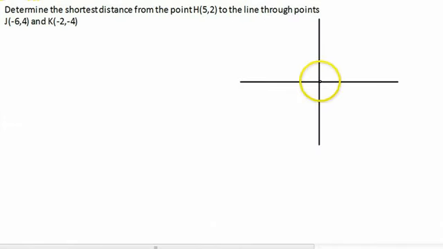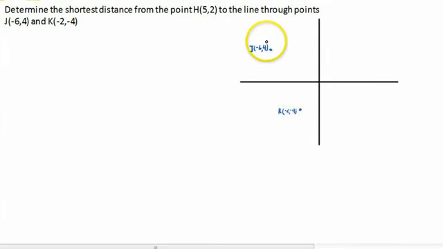So I'm going to plot these points on here and label them. Again, this doesn't have to be exact, it can be just a rough sketch. So (-6, 4), let's say, is around here. So we're going to call this J at (-6, 4), and then (-2, -4), let's put that about there. So I'm going to call this K at (-2, -4).